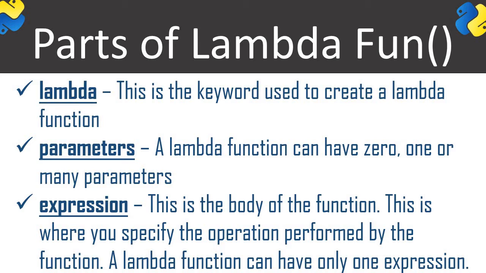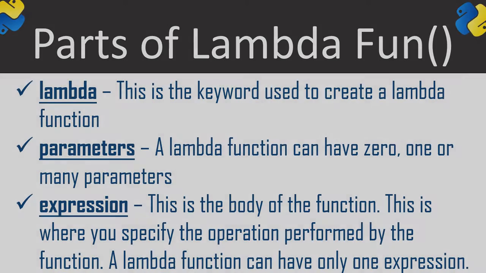The third part is the expression. This is the body of the function. This is where you specify the operation performed by the function. A lambda function can only have one expression. As I have already told you, a lambda function cannot have many statements in its body. So this is all we have to learn about a lambda function and the basics of it. Let's move to the practical section.